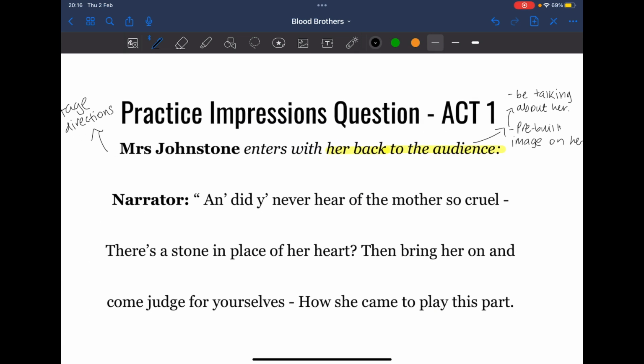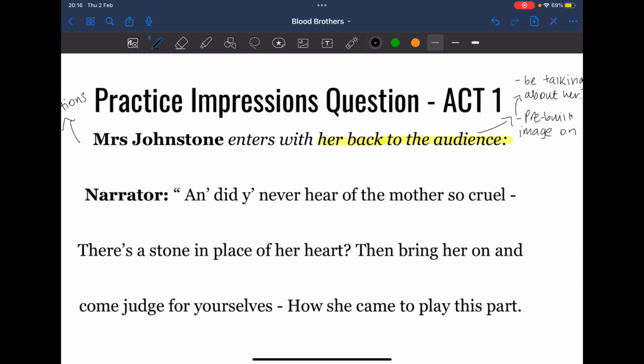Then we go to the narrator. "And did you never hear of the mother so cruel? There's a stone in place of her heart. Then bring her on and come judge for yourselves how she came to play this part." So, first of all, let's have a look at the words used here. You've got mother and cruel. Cruel is an adjective.